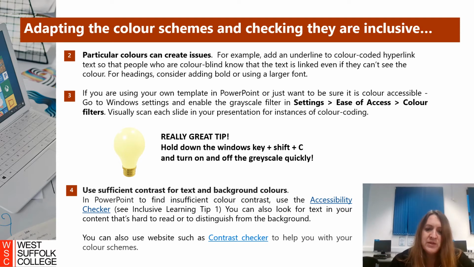And point number 4, use sufficient contrast. This is so important for text and background colours as well. In PowerPoint, to find insufficient colour contrast, you can use the accessibility checker, which we did talk about in our inclusive learning tip number 1. You can go and check out how to use that there. You can also look for text in your content that's hard to read or to distinguish from the background whilst you're doing that. And in other software, if you're not using PowerPoint, you can also use websites such as Contrast Checker, which I've linked here, to help you with your colour schemes.